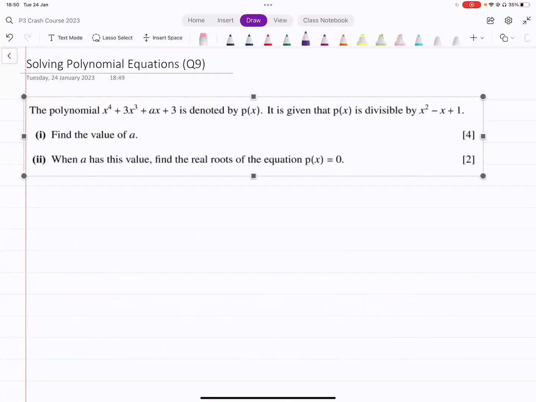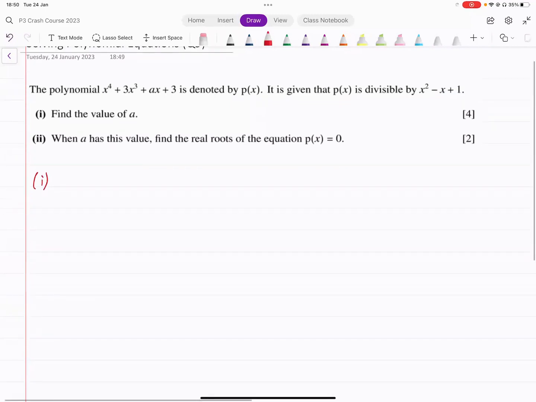The polynomial x raised to power 4 plus 3x cubed plus ax plus 3 is denoted by p of x. And it's given that p of x is divisible by x squared minus x plus 1. We are asked to find first the value of a. That's the first part. Find the value of a given that p of x is divisible by x squared minus x plus 1. Now, what does divisible by mean?